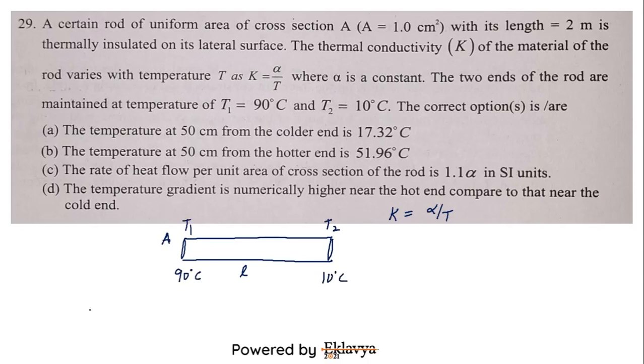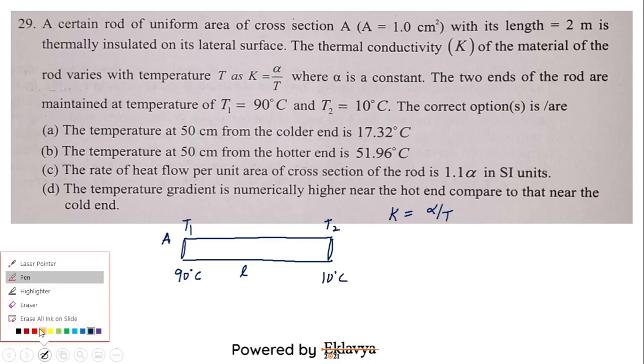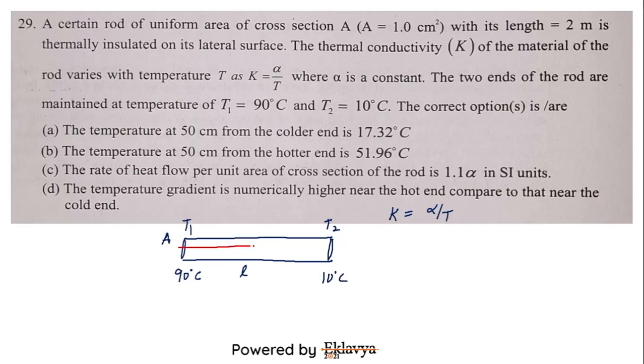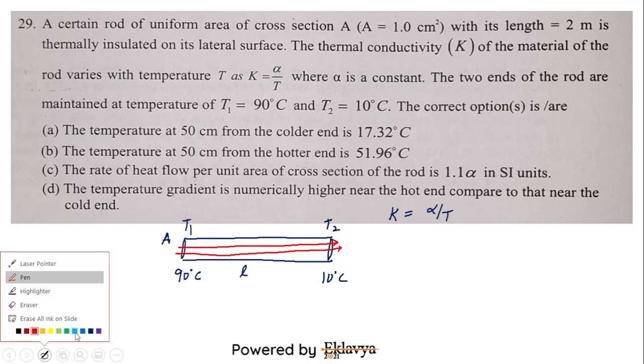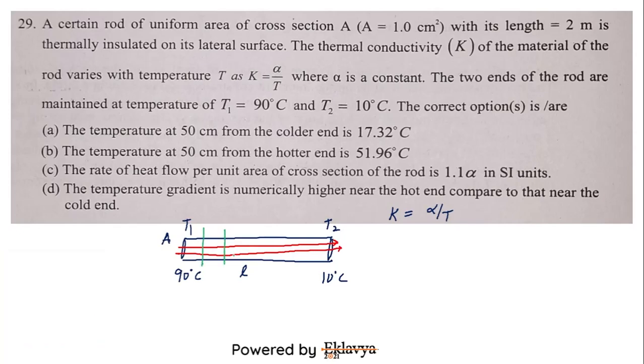So that means there would be a steady flow of heat. After some time, a steady flow will be obtained, and that flow will happen like this. Now this also means that the different segments of this rod will have different temperatures, which also means that their conductivities are going to be different. Okay, so we have to select the option. So how do we proceed in this question?